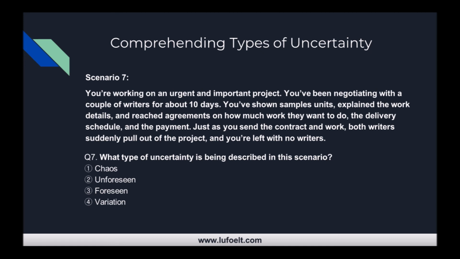You're working on an urgent and important project. You've been negotiating with a couple of writers, outsourced writers, for about 10 days. You've shown sample units, explained the work, explained all the details, and reached agreements on how much work they want to do, the delivery schedule, and the terms of payment. And just as you send the contract and work to them, suddenly, both of the writers pull out of the project and you're left with no writers. Okay, so what type of uncertainty is being described here? Is it chaos, unforeseen, foreseen, or variation?